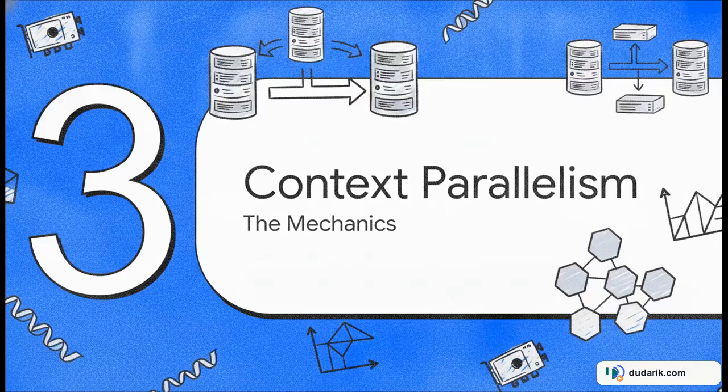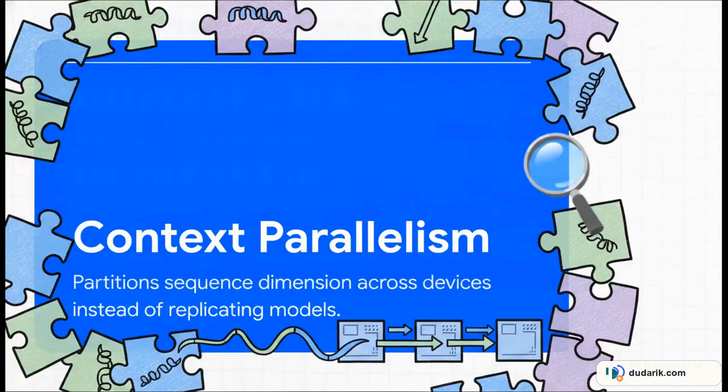Let's move to Section 3 and see how this builds. How context parallelism works. Let's look at the mechanics. Now, context parallelism is fundamentally different from traditional model parallelism.